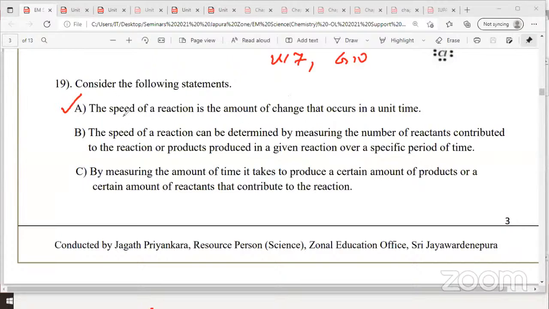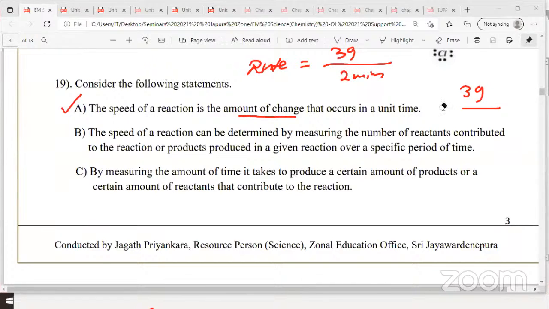This is correct. The speed is what? Amount of change, that means maybe the mass or the concentration, in a unit time. What is the equation for the rate? Rate equals amount of change divided by time taken. For example, you get 3 grams of product formed in 2 minutes. Then per minute how many grams? 1.5 grams per minute. That is the rate of formation of the product.